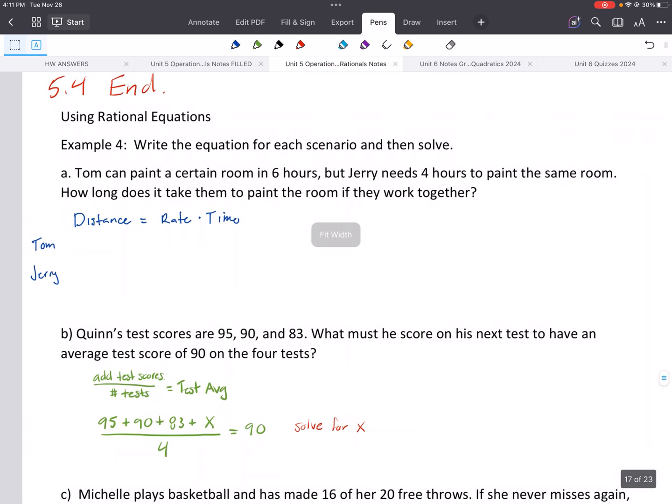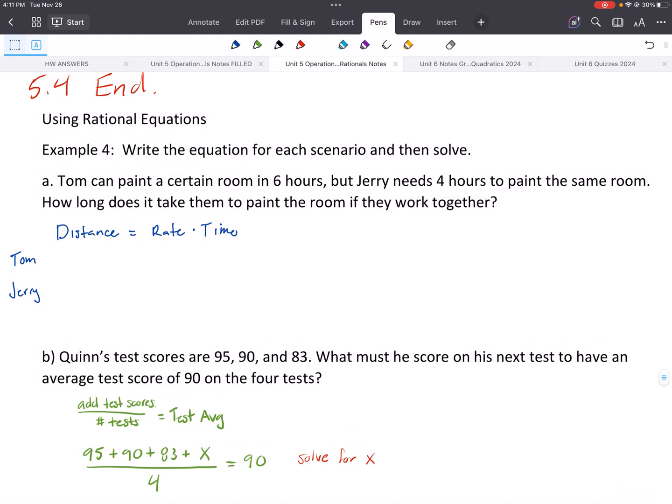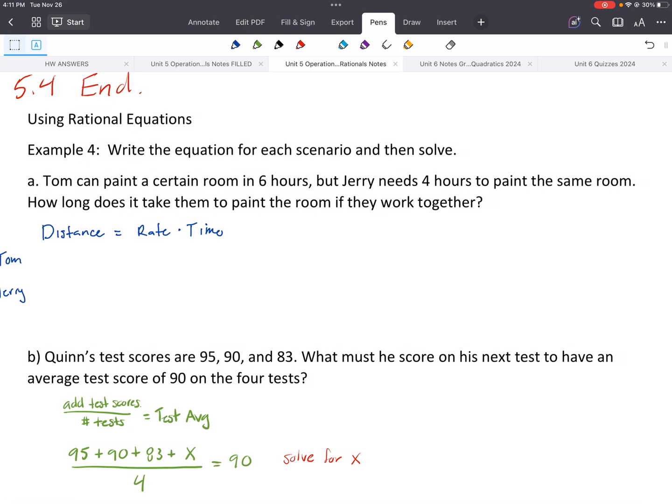So first off, we're trying to solve these types of problems. Your problems will look a lot like what we've done in the past, okay? So once you get the equation, you're going to need to come up with a common denominator and then solve for x, just like we did before, okay? So let's get into it. So Tom can paint a certain room in 6 hours, but Jerry needs 4 hours to paint the same room. How long does it take them to paint the room if they work together?